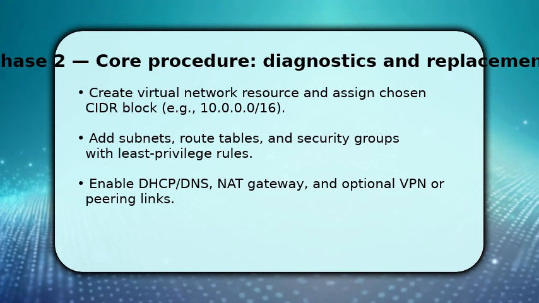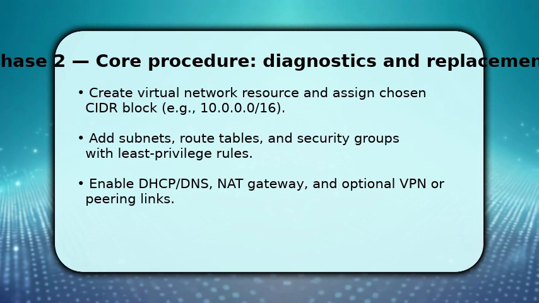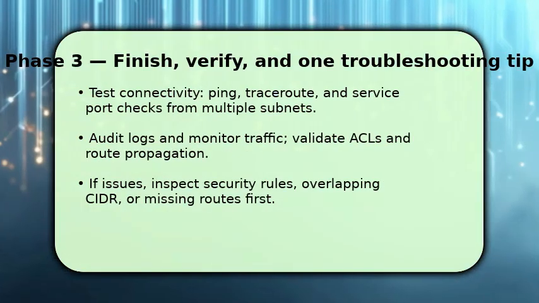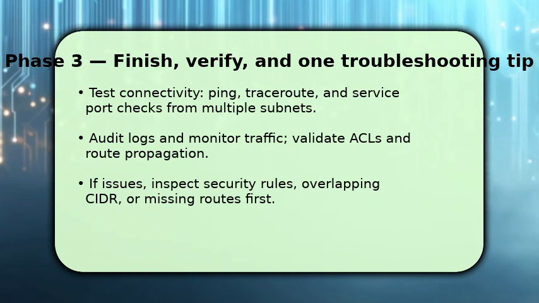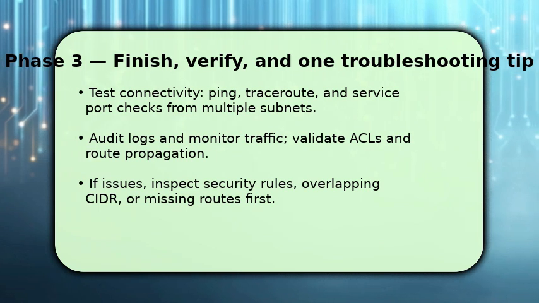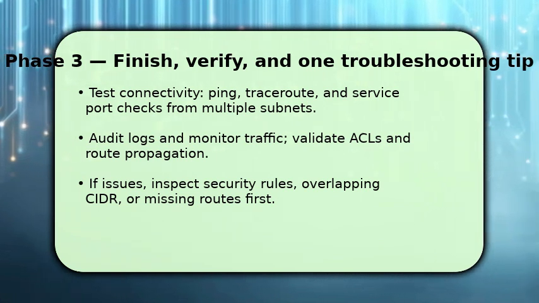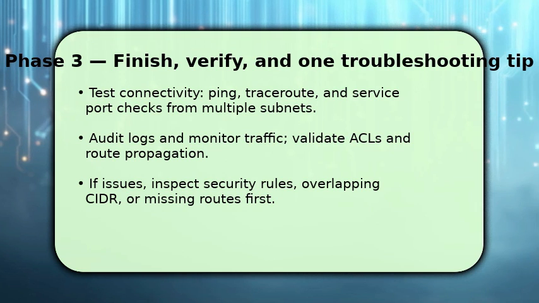You finish by deploying hosts or instances and validating connectivity with ping, traceroute, and port checks. This confirms routes and firewall rules. Once running, enable monitoring and flow logs to observe traffic patterns, because proactive visibility catches misconfigurations early. Make sure route propagation and ACLs match your design, and apply tags for management.